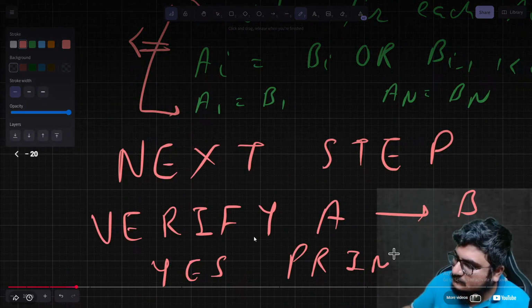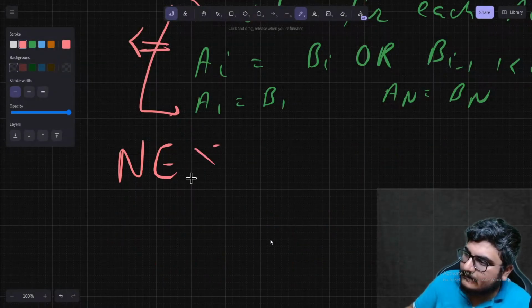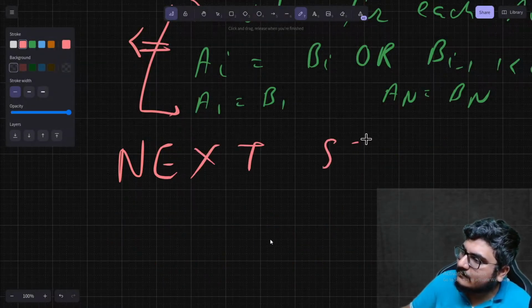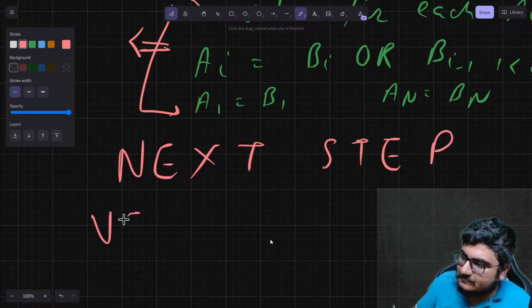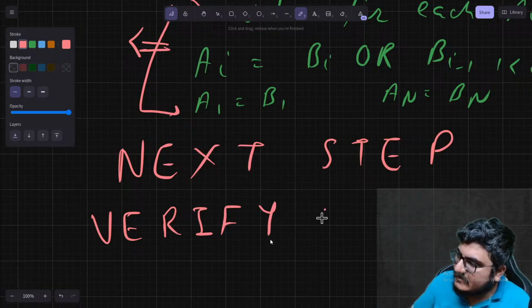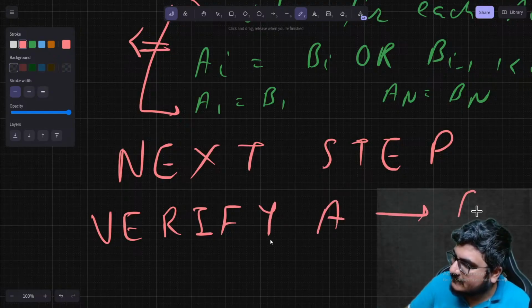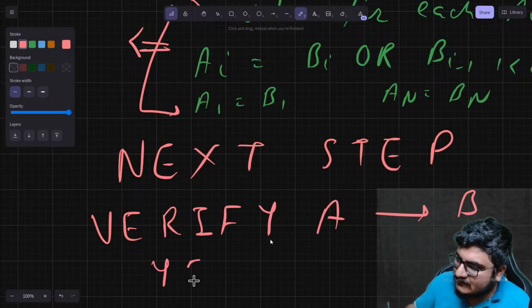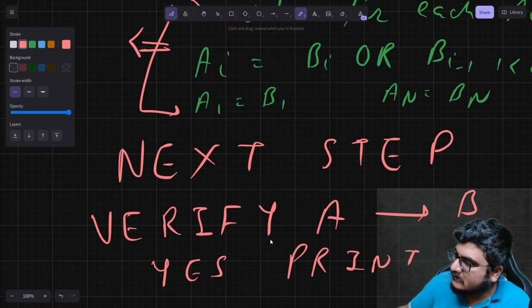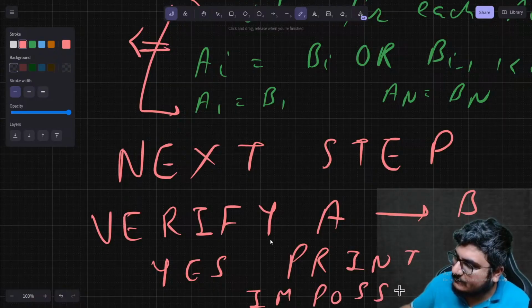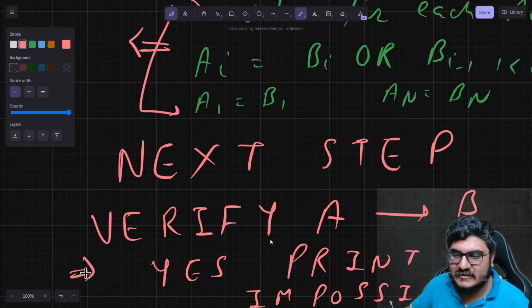one bits you can solve it even with knowing this. The last step is to verify that A gives us B. If yes, print A. Otherwise say impossible. And yeah, that is essentially the idea for this problem.